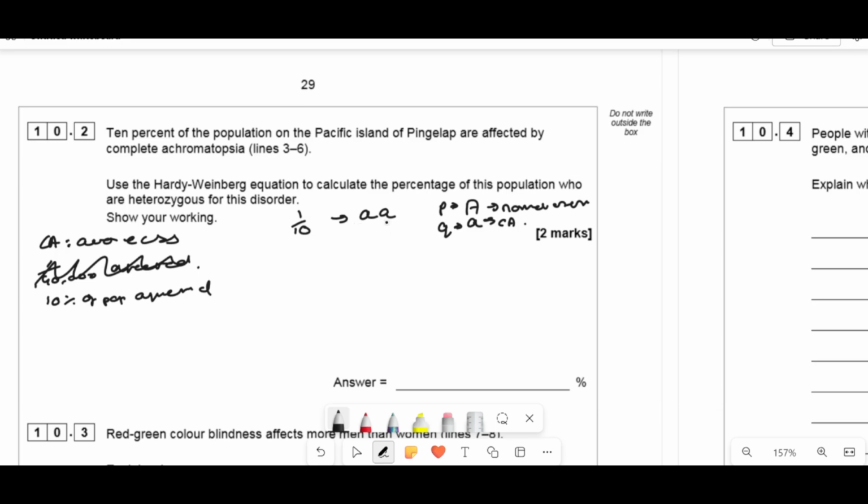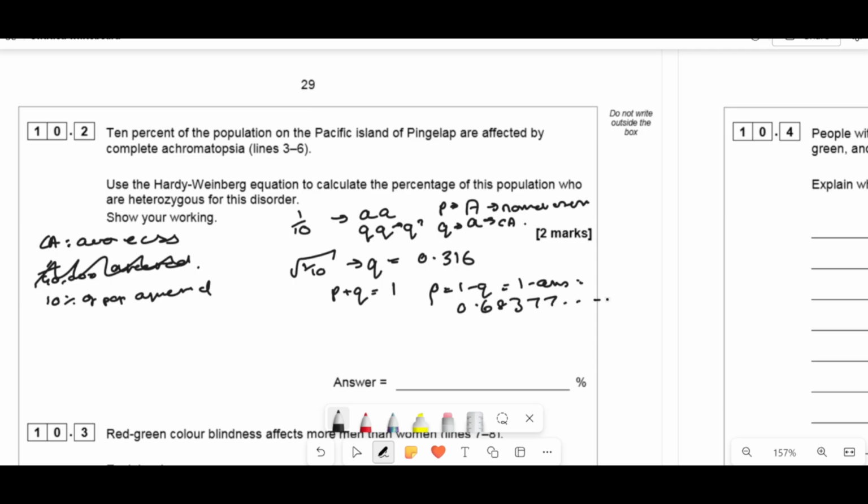So if I know that having this genotype is 1 in 10, then the square root of 1 in 10 is going to tell me what little a is, because that's the same as saying Q times Q, which is Q squared. So if I know that, then I can do the square root of 1 in 10, which gives you 0.316. So then we know that P plus Q must equal 1. You can only have 100% of all the alleles possible in a population. So that means that P would equal 1 minus Q, which is going to be 1 minus the answer we just got, which is 0.68377, and so on.